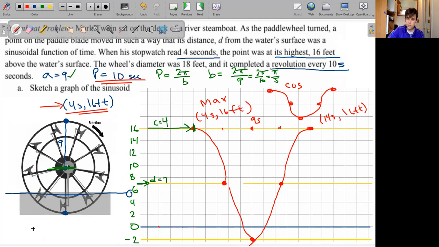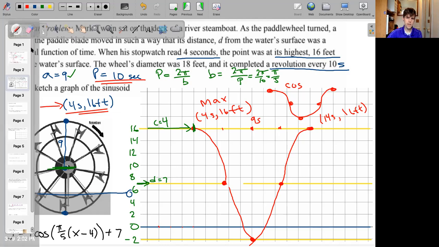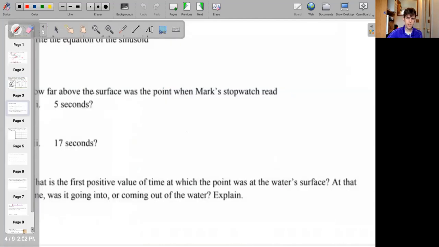Remember, we're doing a cosine curve, so it's y equals 9 cosine. The B value is pi over 5. And then it's x minus c. Our c value is 4. And then our vertical shift was up 7. So there we go. That is our equation for following this paddle. We're going to take that equation and see if we can answer some questions about it on the next slide. So let me move over to the next one.